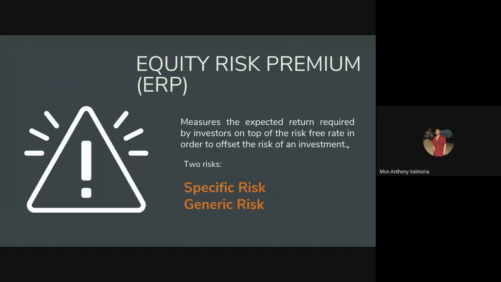Next, the third component of the CAPM formula is the equity risk premium, or the ERP. It measures the expected return required by investors on top of the risk-free rate in order to offset the risk of an investment. So the ERP has two risks: specific risk and generic risk. Specific risk is that of the industry unlevered beta and of the firm levered beta. It is related to the characteristics of the specific business and reflects a wide range of variables.